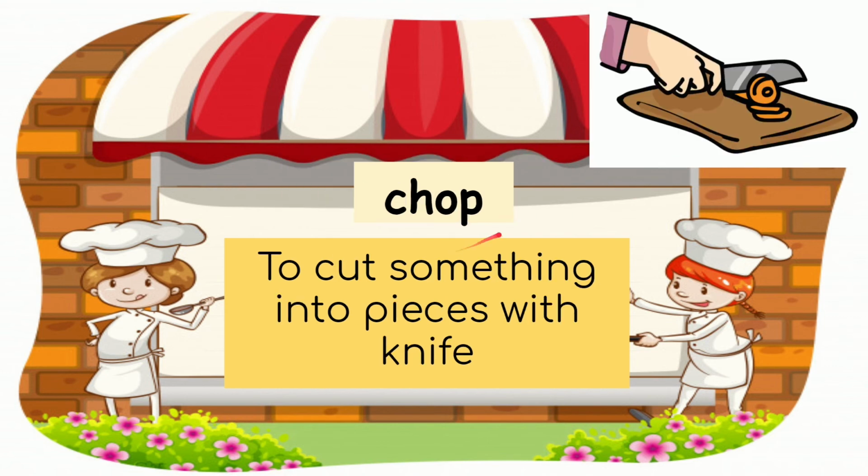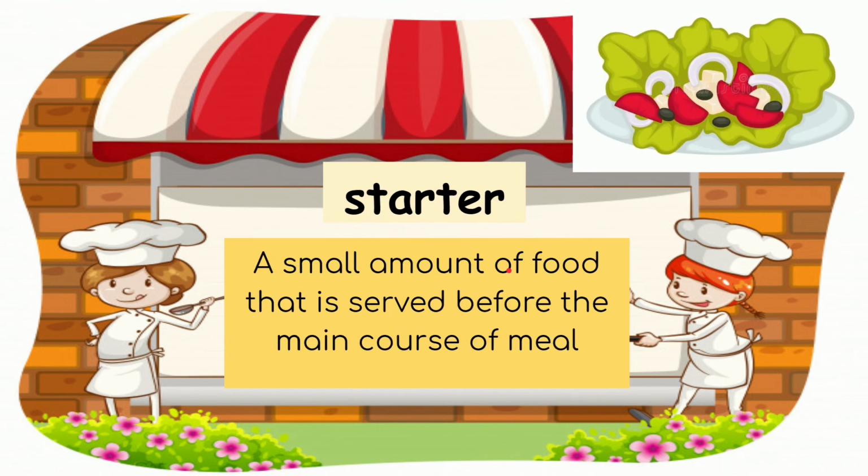Chop: to cut something into pieces with a knife. Chopping on the chopping board. Chop: to cut something into pieces with a knife. Starter: a small amount of food that is served before the main course of a meal. For example, salad is a starter, or you call it an appetizer.